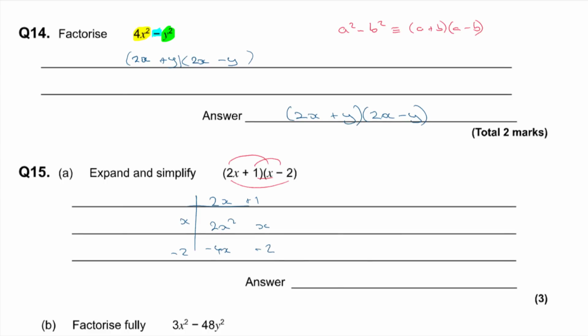Okay, so putting it in a grid like that ensures that you won't miss one of the terms off, which is the most common silly mistake that students make when multiplying out double brackets. Notice that you get one term which is in x squared, so this is going to be equal to 2x squared. You're going to get two terms in x along the middle here. I've got x and minus 4x. I need to add these together, so x plus minus 4x, that's minus 3x. So I'm going to get 2x squared minus 3x, and then on the end I'm going to get this number down here, minus 2. So 2x squared minus 3x minus 2.